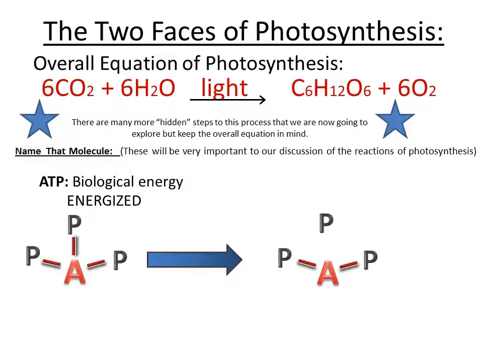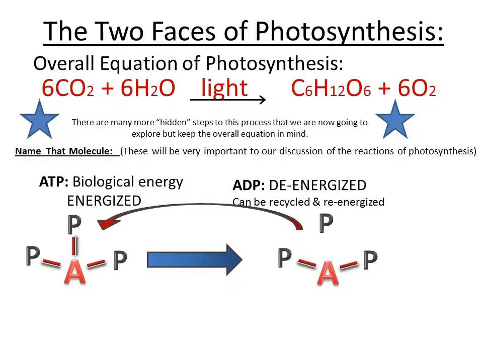Now it is no longer adenosine triphosphate. Instead, there are only 2 phosphates connected to the adenosine, and so it is adenosine diphosphate, ADP. So you need to remember: ADP has 2 phosphates, ATP has 3 phosphates. ADP has been de-energized. But this ADP molecule can then go back to photosystem 2 in photosynthesis and get reconnected with its phosphate, and it can be recycled. So here it is, recycled and re-energized back to ATP.